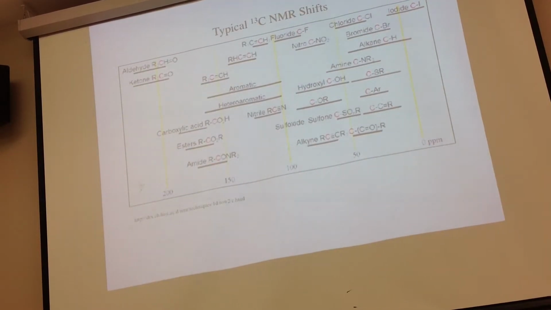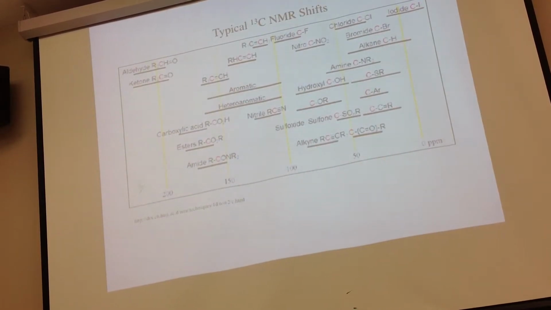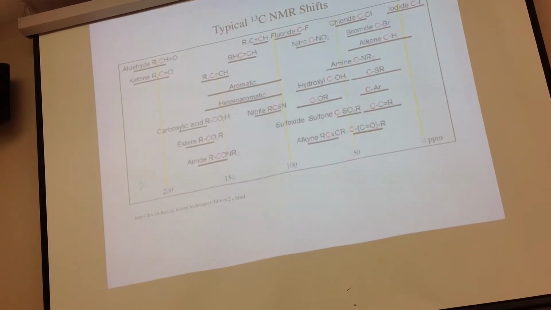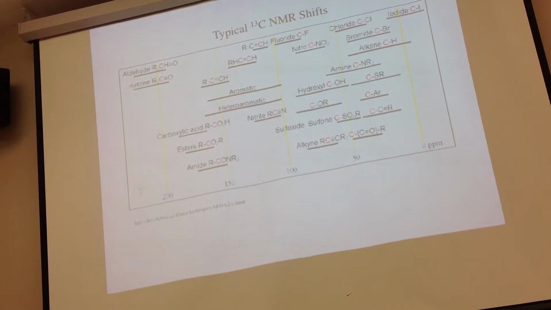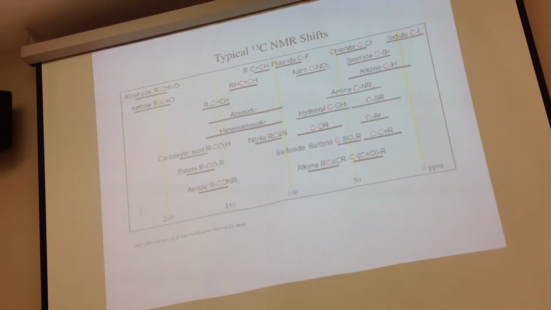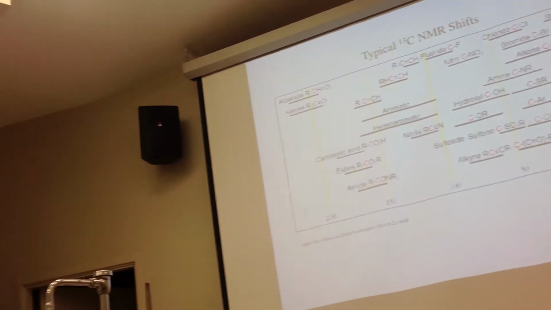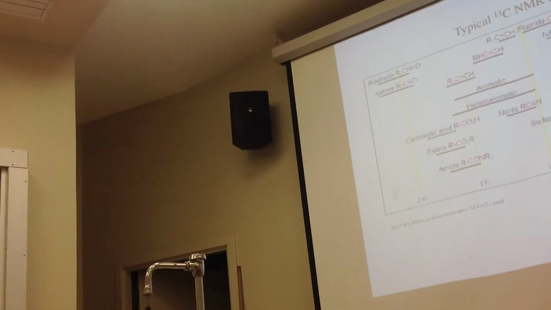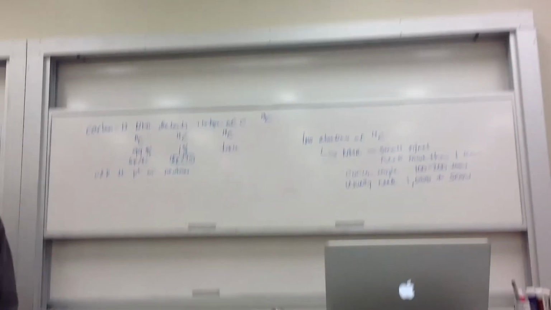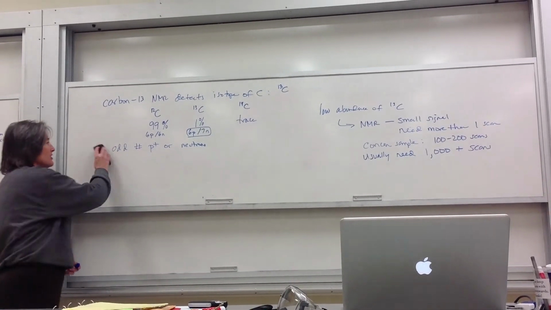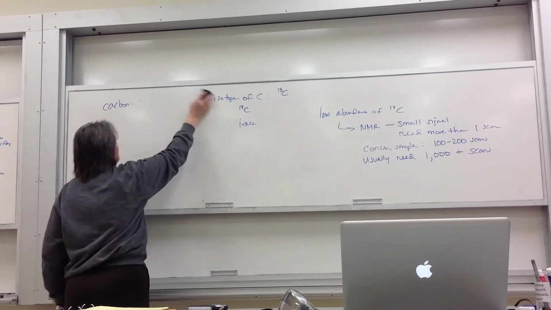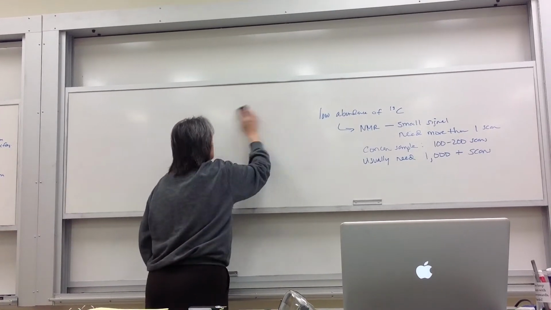So we have a very similar shift as we saw with hydrogen, in that the more de-shielded a carbon is, the further downfield it shows up. And the same factors that de-shield the proton de-shield the carbon. So there's nothing new to know there. What you know about hydrogen, you can apply directly to carbon.